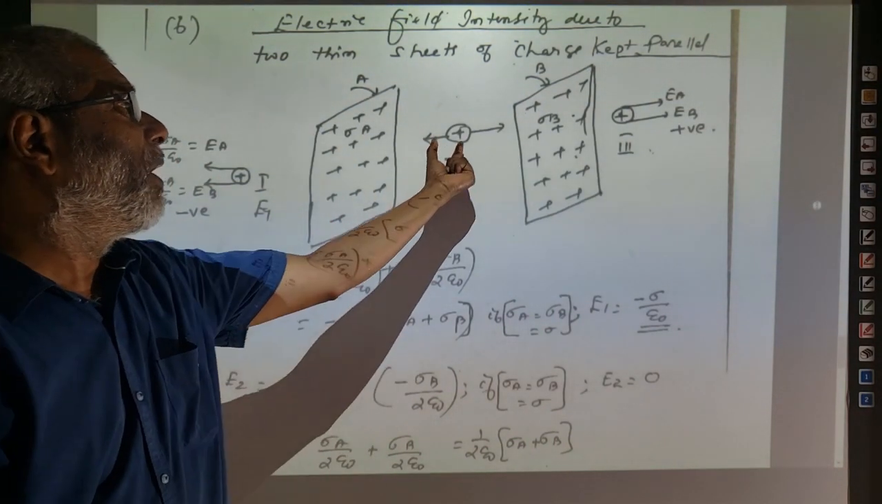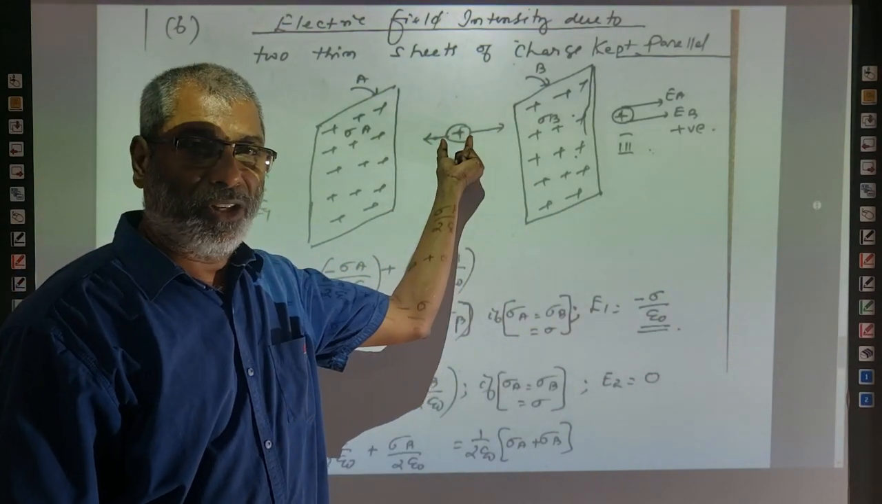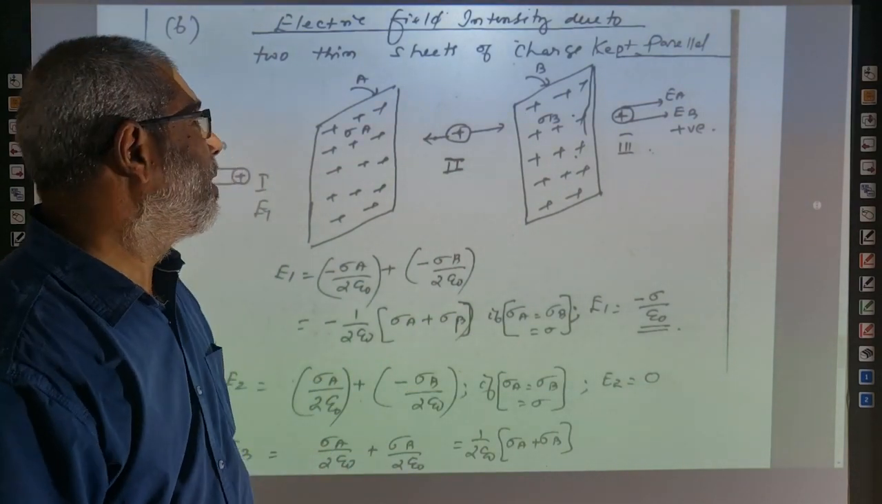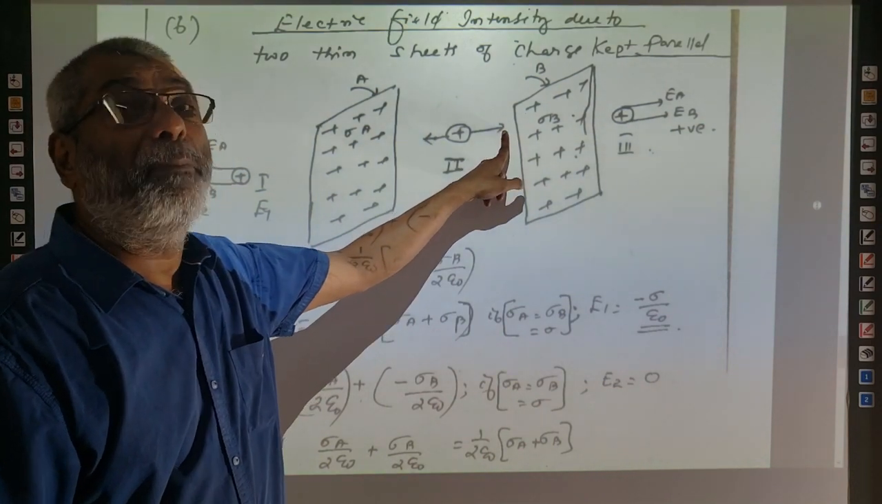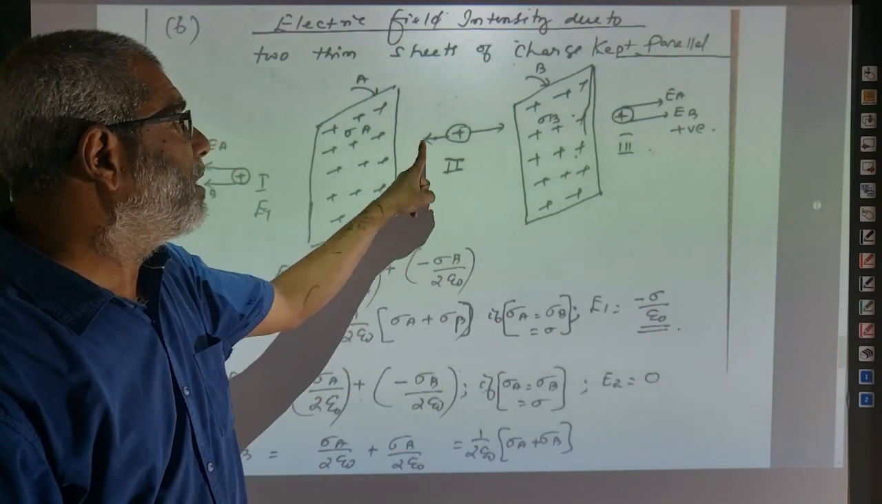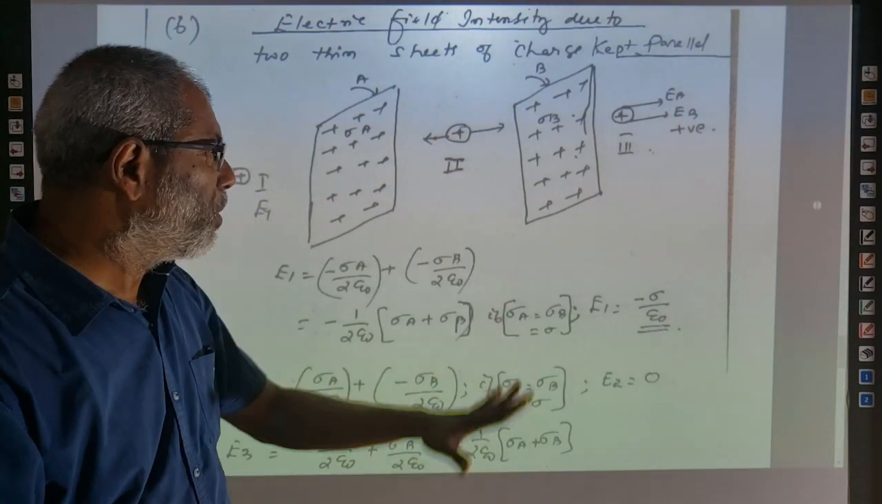Alright, two cases explained. Now E2, we are coming to the region number 2. At region number 2, to find the intensity of electric field, what will we do? We will place a unit positive charge. Force acting on unit positive charge is called intensity. And this is EA and this is EB. EA is equal to plus sigma A by 2 epsilon 0. And EB is equal to minus sigma B divided by 2 epsilon 0.